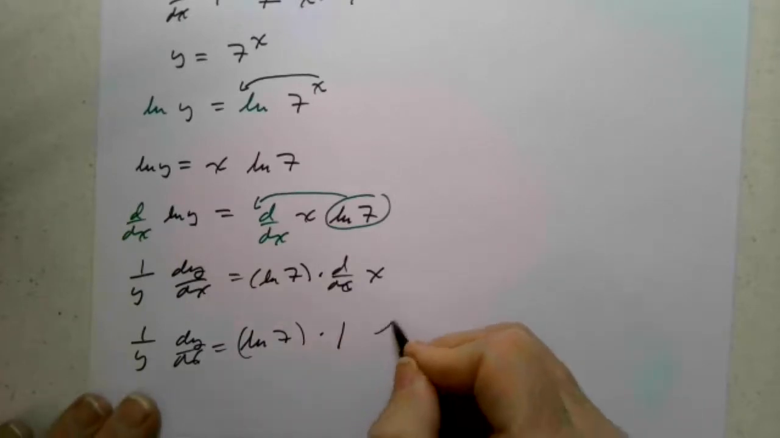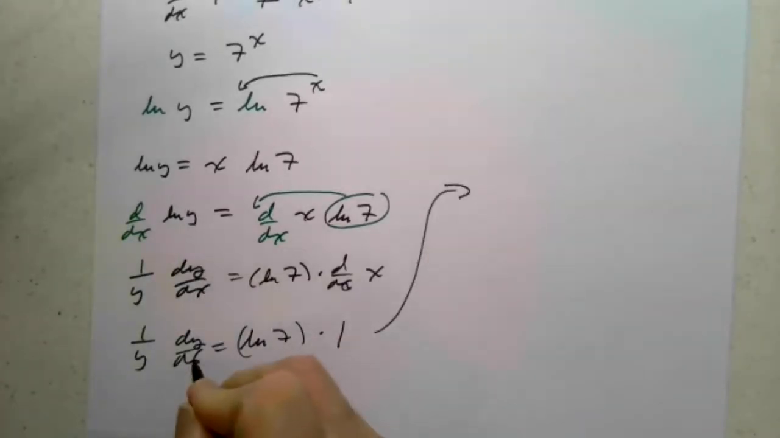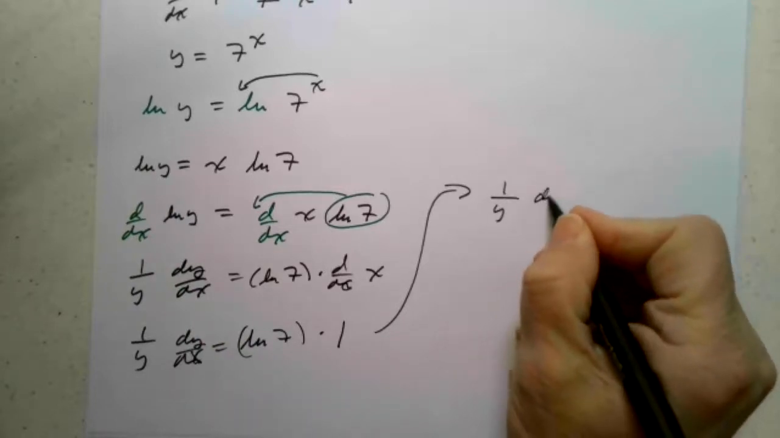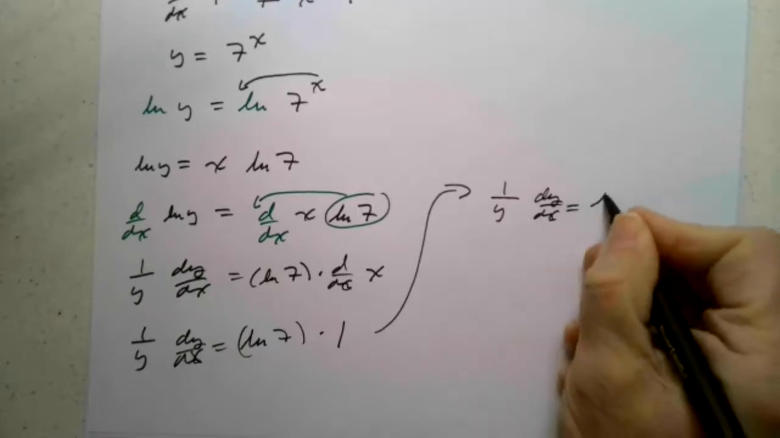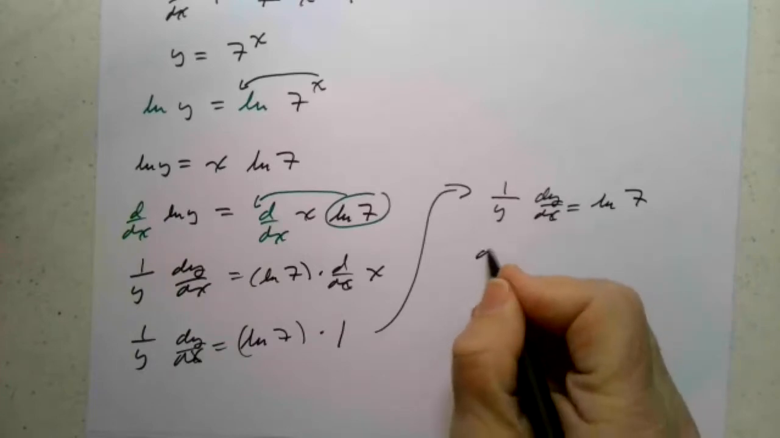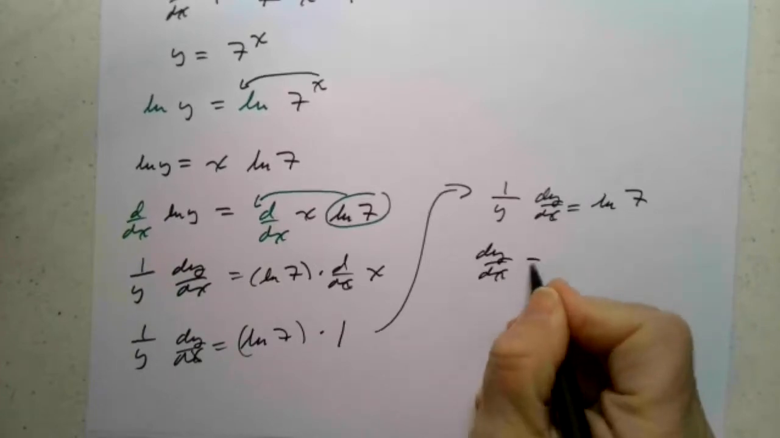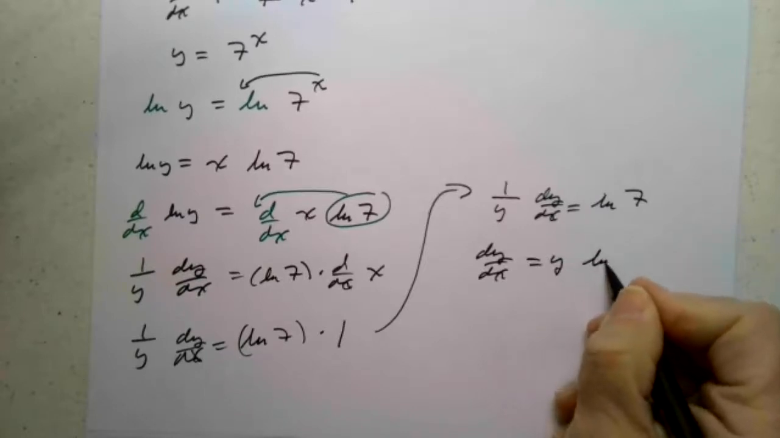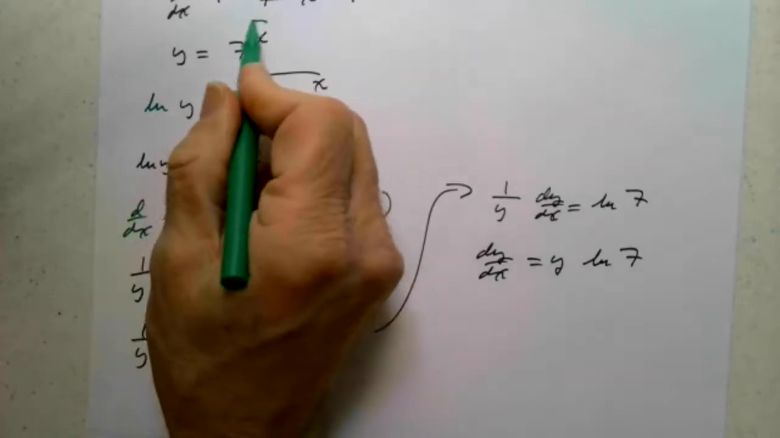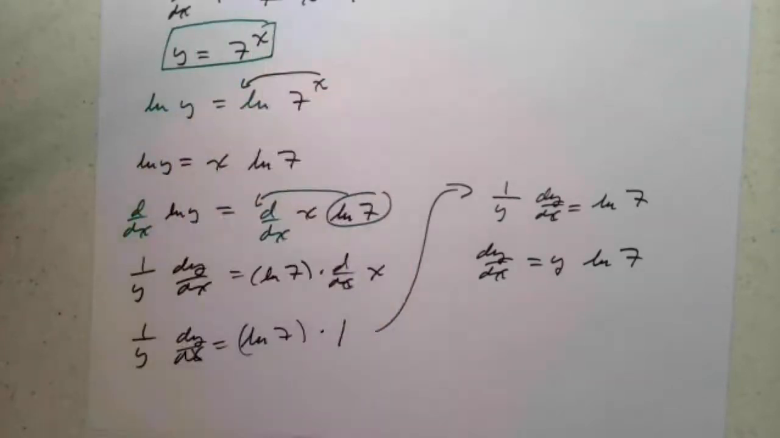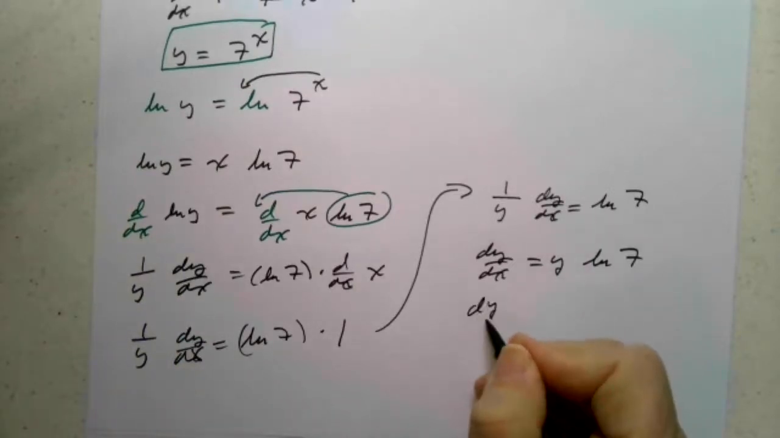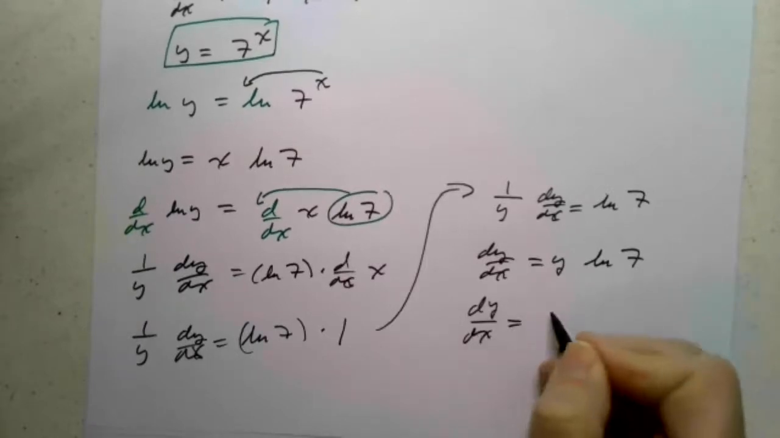So where does that put me then? Then again, 1 over y dy dx equals natural log 7, fine. But then I've got to solve for dy dx. So what does dy dx equal? Multiplying both sides by y, dy dx is y times natural log 7. But what is y? Remember what y is? Well, up here we defined y to be 7 to the x. So dy dx, the derivative of 7 to the x, is 7 to the x times log 7.